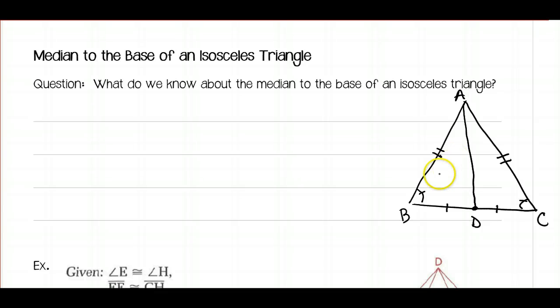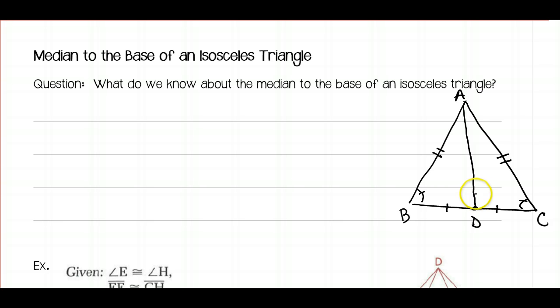So you can see from these tick marks, we know it's isosceles, so the legs are going to be congruent. We know since it's isosceles, the base angles will be congruent. Since we know this is a median, we know these two pieces will be congruent. So I could prove the triangle on the left congruent to the triangle on the right by side angle side.